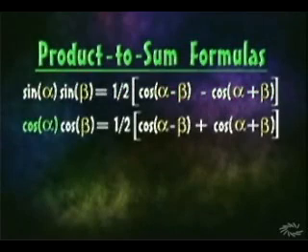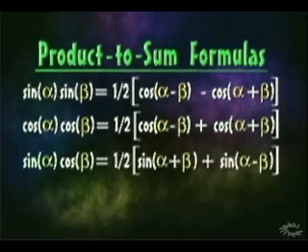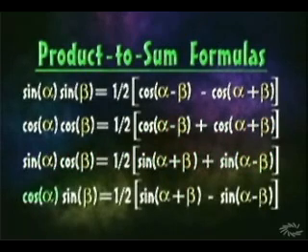There's also the cosine of alpha times the cosine of beta is equal to 1/2 times the cosine of alpha minus beta plus the cosine of alpha plus beta. The third formula is the sine of alpha times the cosine of beta is equal to 1/2 times the sine of alpha plus beta plus the sine of alpha minus beta. Lastly, the cosine of alpha times the sine of beta equals 1/2 times the sine of alpha plus beta minus the sine of alpha minus beta.